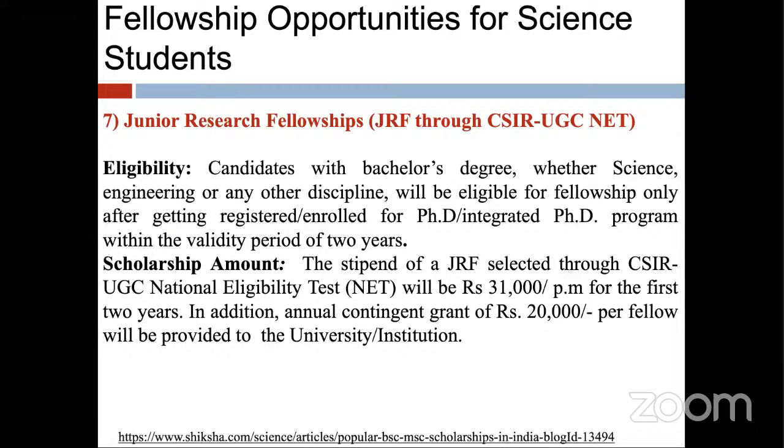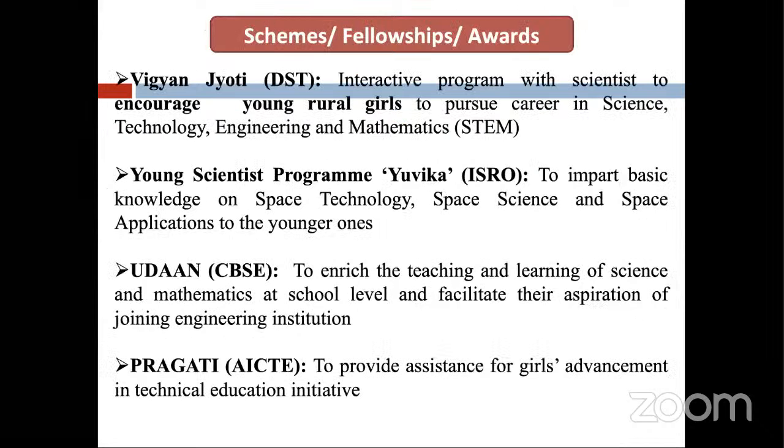Most of you are aware of the junior research fellowships, which CSIR and UGC both give. This is for BSc last year or MSc students. A national level exam is there. For JRF, 31,000 per month is given, and in addition to that, 20,000 per fellowship is also given to meet the daily, routine expenses.